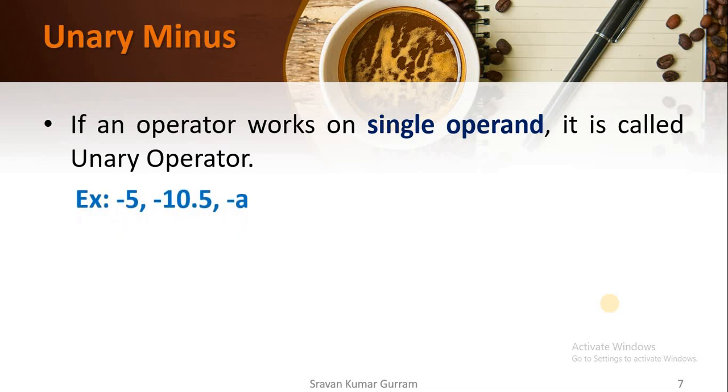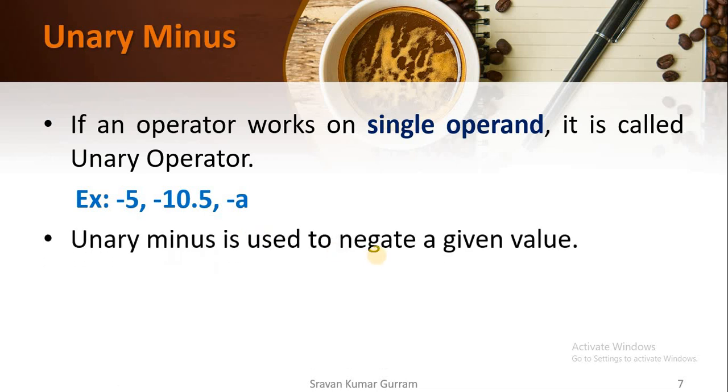For example, if you want to represent a negative number, generally we use minus before that number, right? Minus 5, minus 10.5, minus a, where a is a variable name. So here we are using only a single operand. In this case, 5 is the operand, in this case 10.5 is the operand, and here a is the operand. So we are applying the minus operator with a single operand. So in this case, this minus operator is called a unary operator, and here it is the unary minus operator. The unary minus operator is used to represent negative values.